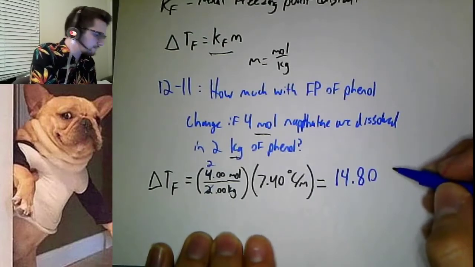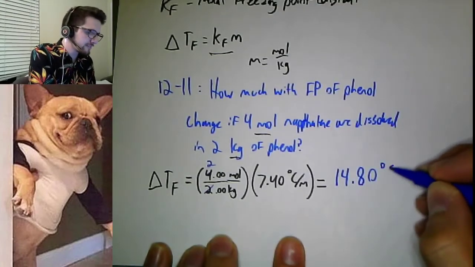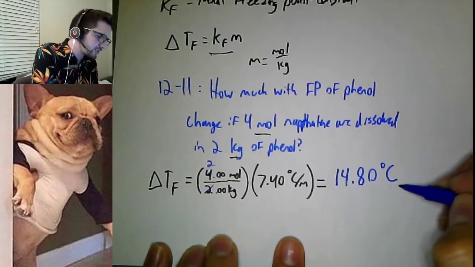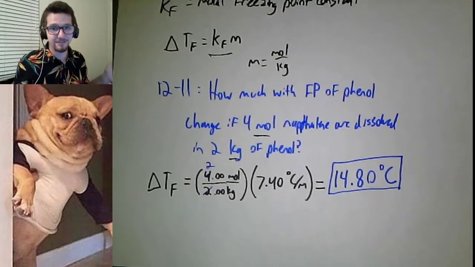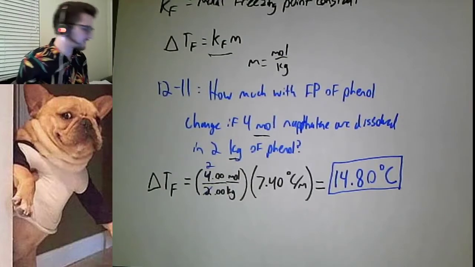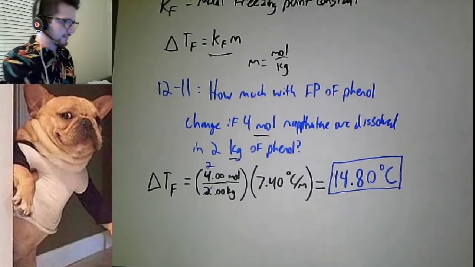14.80. And it's asking how much will it change the freezing point? It looks like it's only going to change by 14.80 degrees Celsius. It's not asking for the new freezing point, it's just asking how much did it change. Oh, that's nice and dandy. Let's do the next problem.